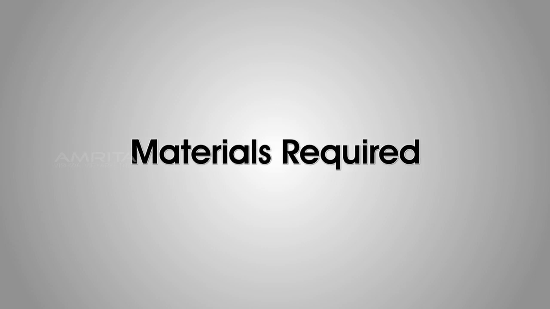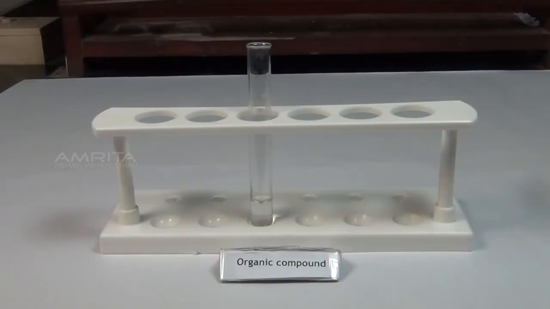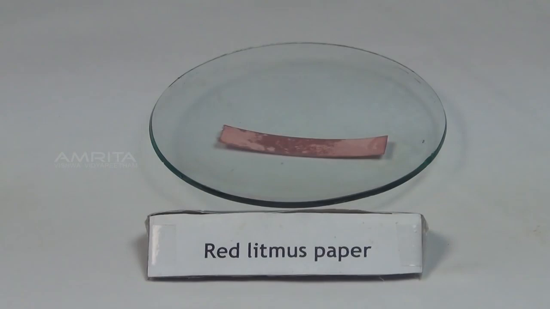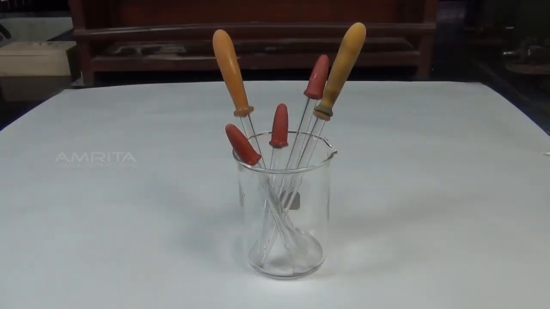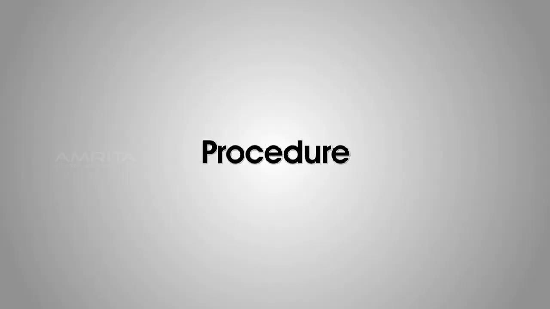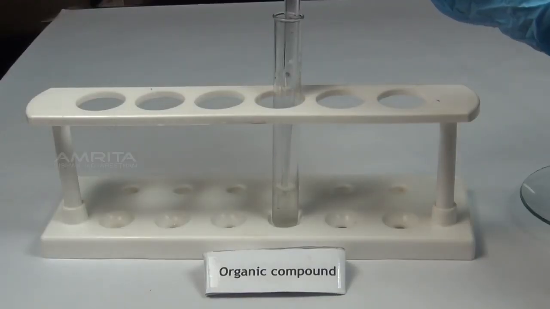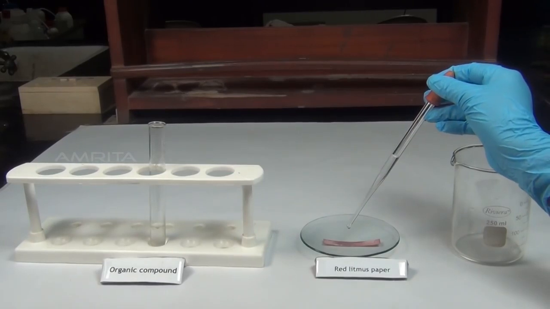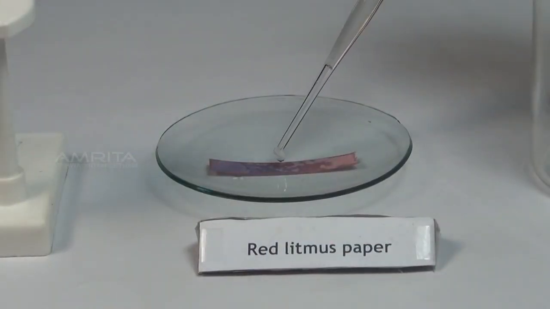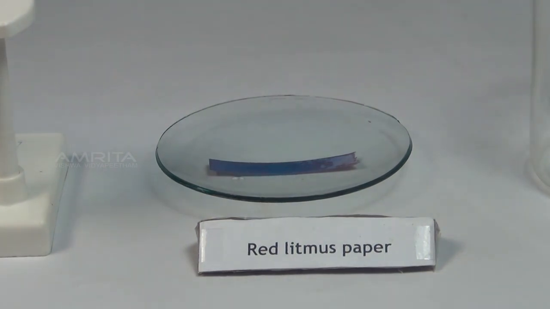Litmus test. Materials required: organic compound, moist red litmus paper and dropper. Procedure: take a small quantity of the organic compound using a dropper. Put 1 or 2 drops of the compound onto the moist red litmus paper. Amines turn red litmus blue, indicating it is basic in nature.